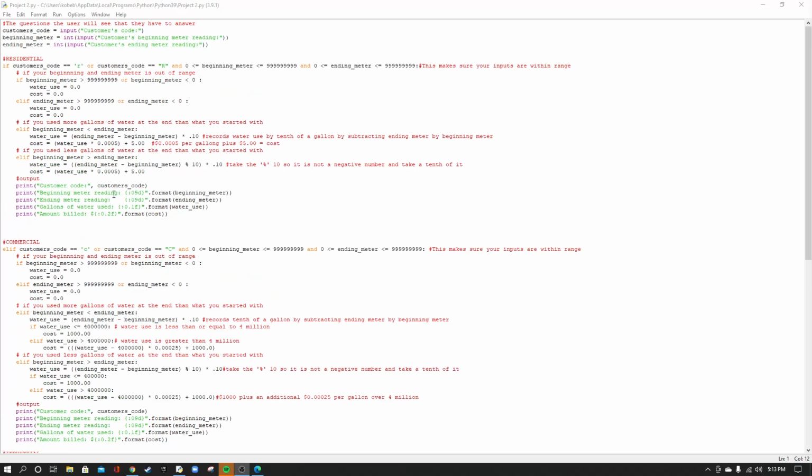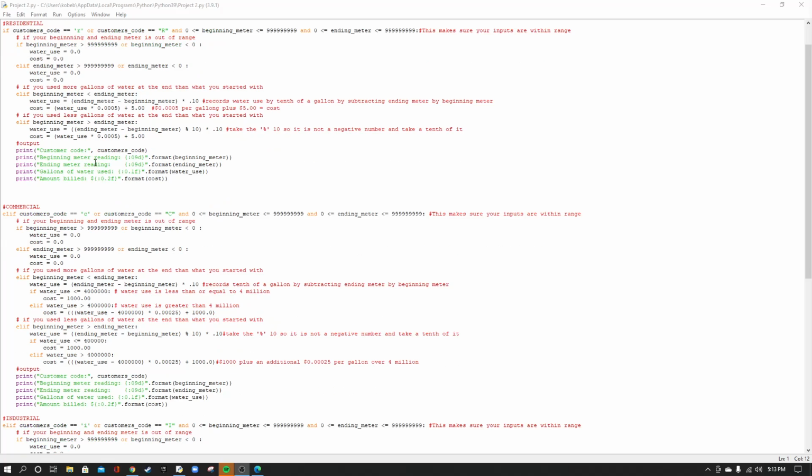If all that works, if it goes through and everything is true, then it will print out the customer code, the beginning meter reading, the ending meter reading, the gallons of water used, and the amount billed. And the code will stop from there.